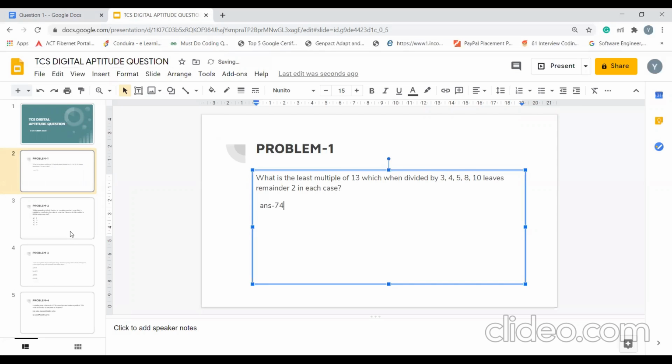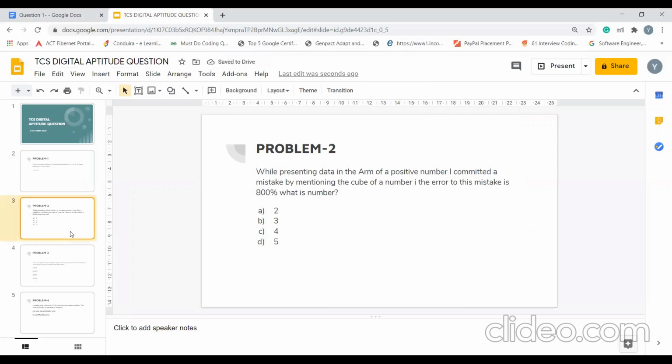Next question is pretty simple, where I'll read out the question. While presenting the data in terms of positive numbers, I committed a mistake by mentioning the cube of the number. The error due to this mistake is 800%. What the question says is that they made a mistake: instead of putting the number, they placed the cube of the number, and it results in the error.